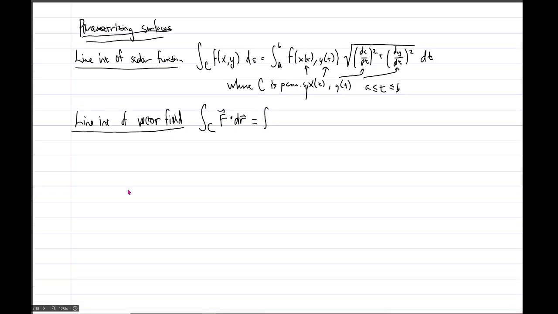Generally speaking, if you don't have a conservative vector field, what we've had to do is look at F of r of t, and you end up dotting that with r prime of t dt, and t again goes from a to b. So again here we have where C is parameterized by r of t, and r of t is just a repackaging. It's the vector function way of rewriting the x of t, y of t. It's the same kind of data that was over there, and you have here t going from a to b.